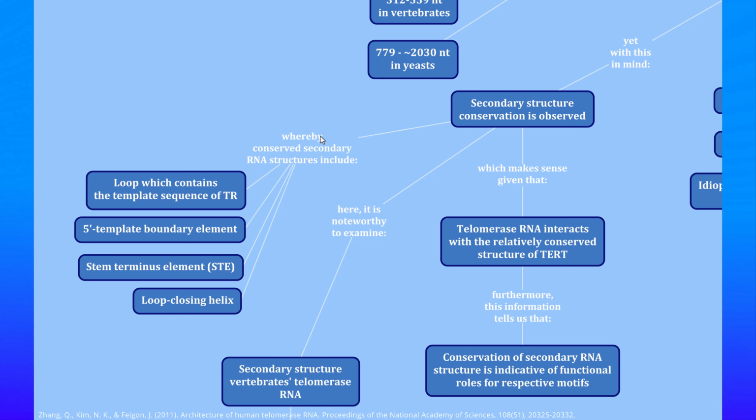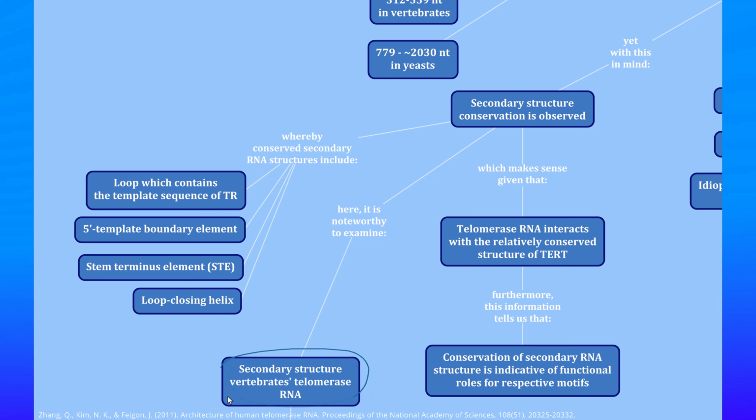Here, it's good to know what the conserved RNA structures include. So you should keep those things in mind. These are conserved structures in telomerase RNA. They include the loop, which contains the template sequence of telomerase RNA. They also include the 5' template boundary element, as well as the stem terminus element, or the STE, and the loop closing helix. Here, it's noteworthy to examine the secondary structure of vertebrates' telomerase RNA.